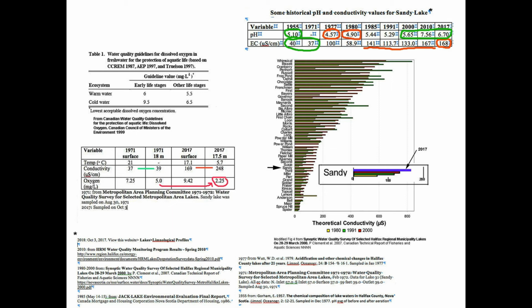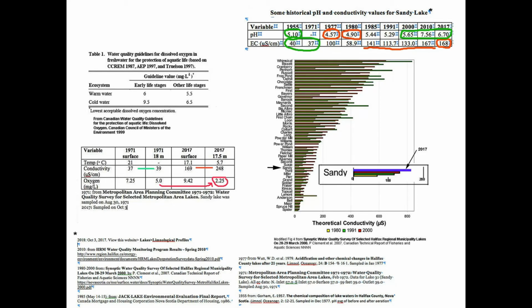And then pH, historical pH and conductivity. What I'm arguing is that you have to be careful how you do it, as I'm sure Joe will tell me, but you can use conductivity as some indication, in general terms, of how much garbage is going into the lake. So here are historical values going from 1955, 1971 up to now.